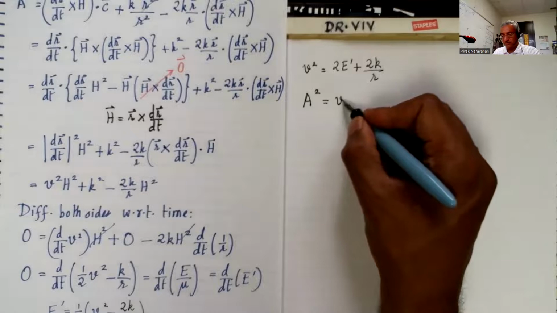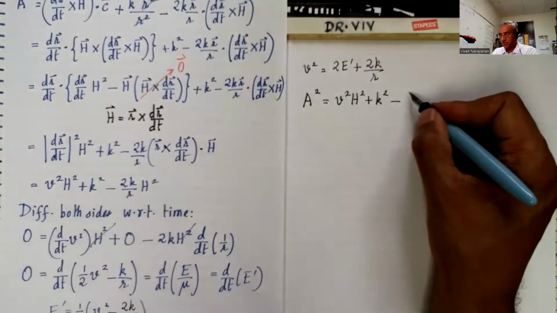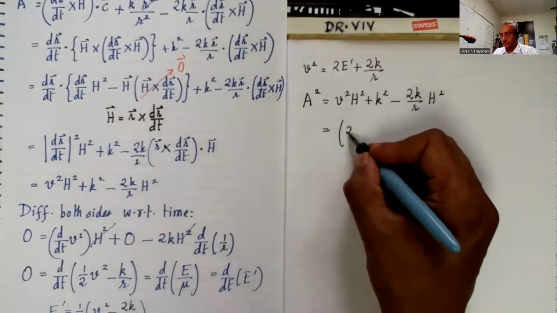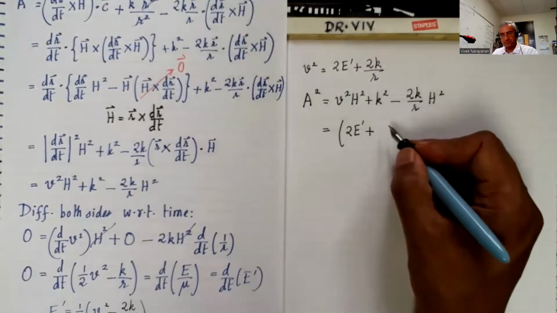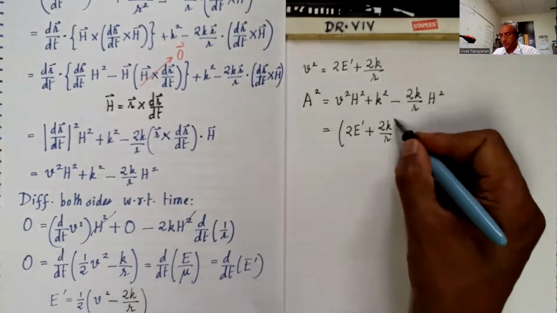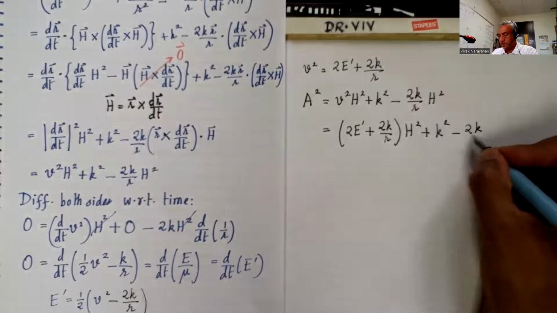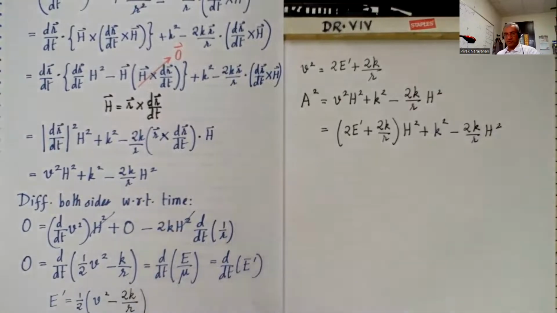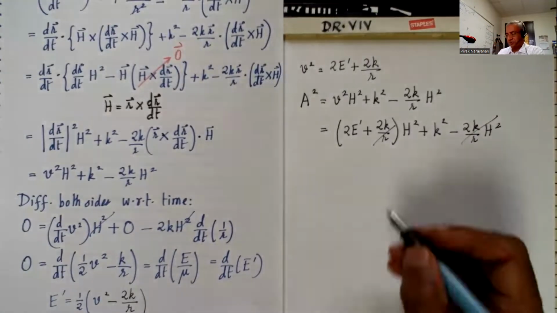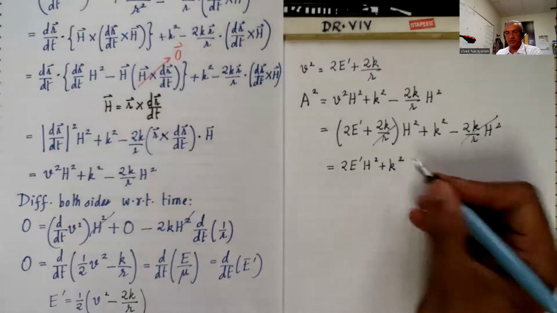A squared is v squared h squared plus k squared minus 2k over r h squared. I'm just copying this down, and now I'll substitute for v squared. So that's 2e prime plus 2k over r, times h squared plus k squared, minus 2k over r h squared. Well, observe this minor miracle. This term and this term cancel out. So I have 2e prime h squared plus k squared is equal to a squared.